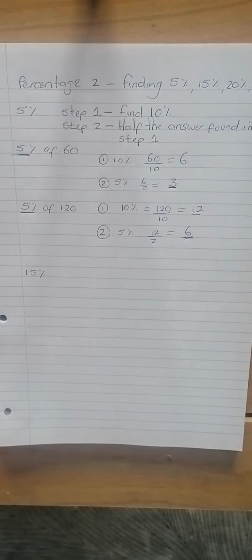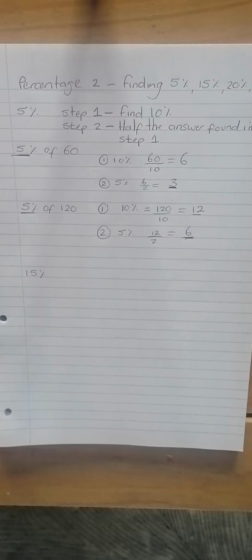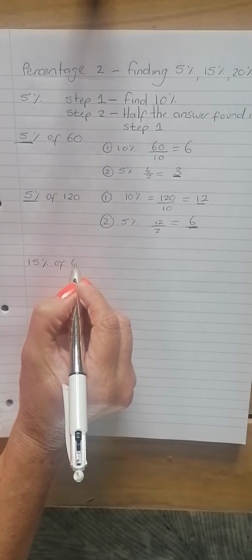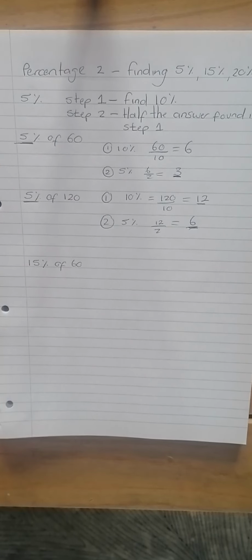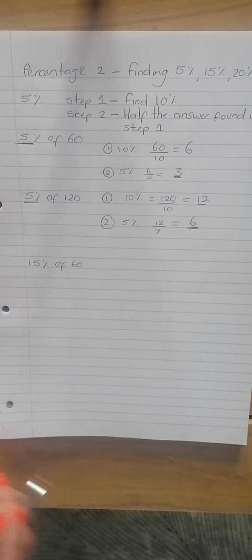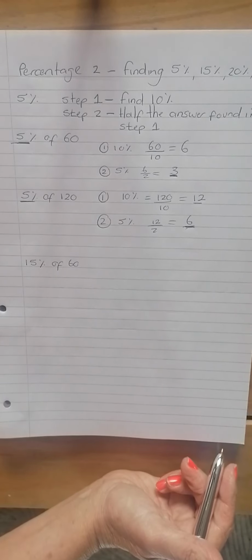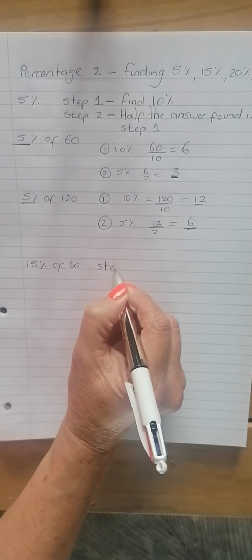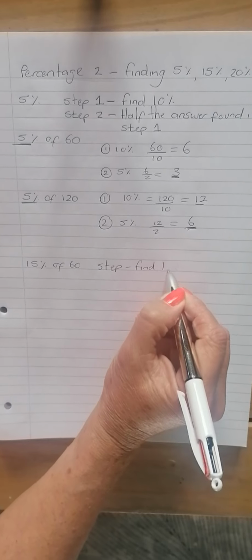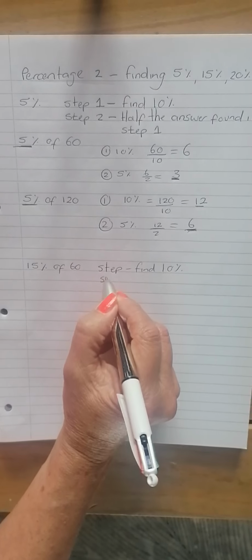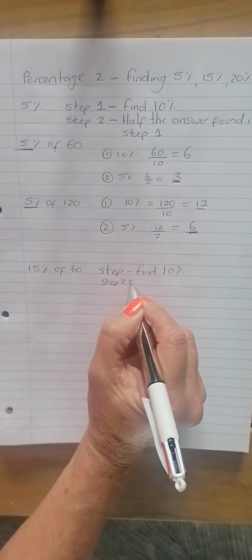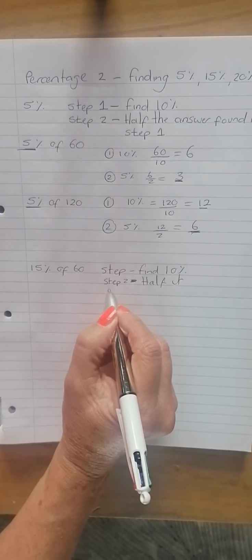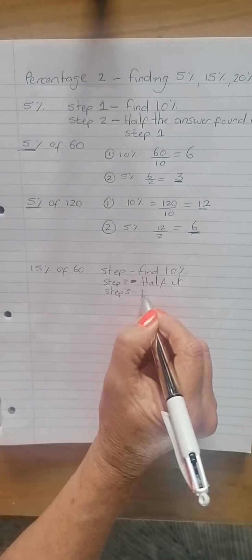So let's move on to finding 15%. So let's do 15% of 60. Keep it nice and simple. So this time we've got 3 steps. The first 2 steps are the same as the steps for finding 5%. So we're going to follow those steps as above. So step 1, find 10%. Step 2, same as up there, half it. And step 3, add together.